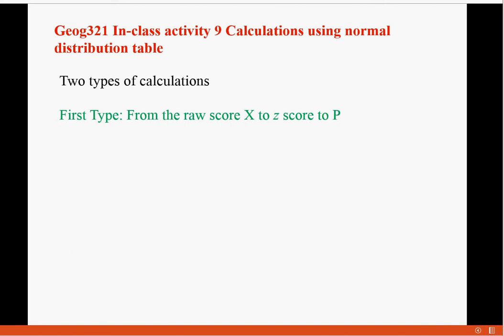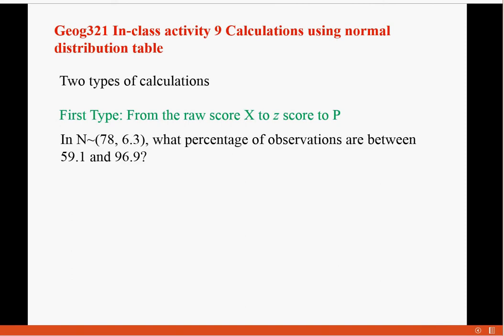The first type of calculation involves being given the known value of variable x, and we convert that x value into some sort of z-score. That is, we have to find out for that x value how many standard deviations it is from the mean. Then we look up the chart to determine the percentage values. Let me use one example to show the process.